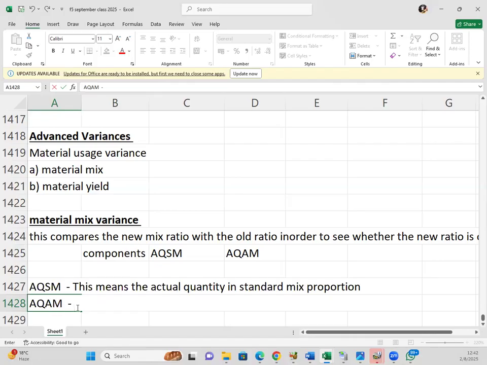Then the actual quantity, actual mix. This means the actual quantity at the actual mix ratio. So these are the quantities we used using the current ratio, not using the budgeted ratio.